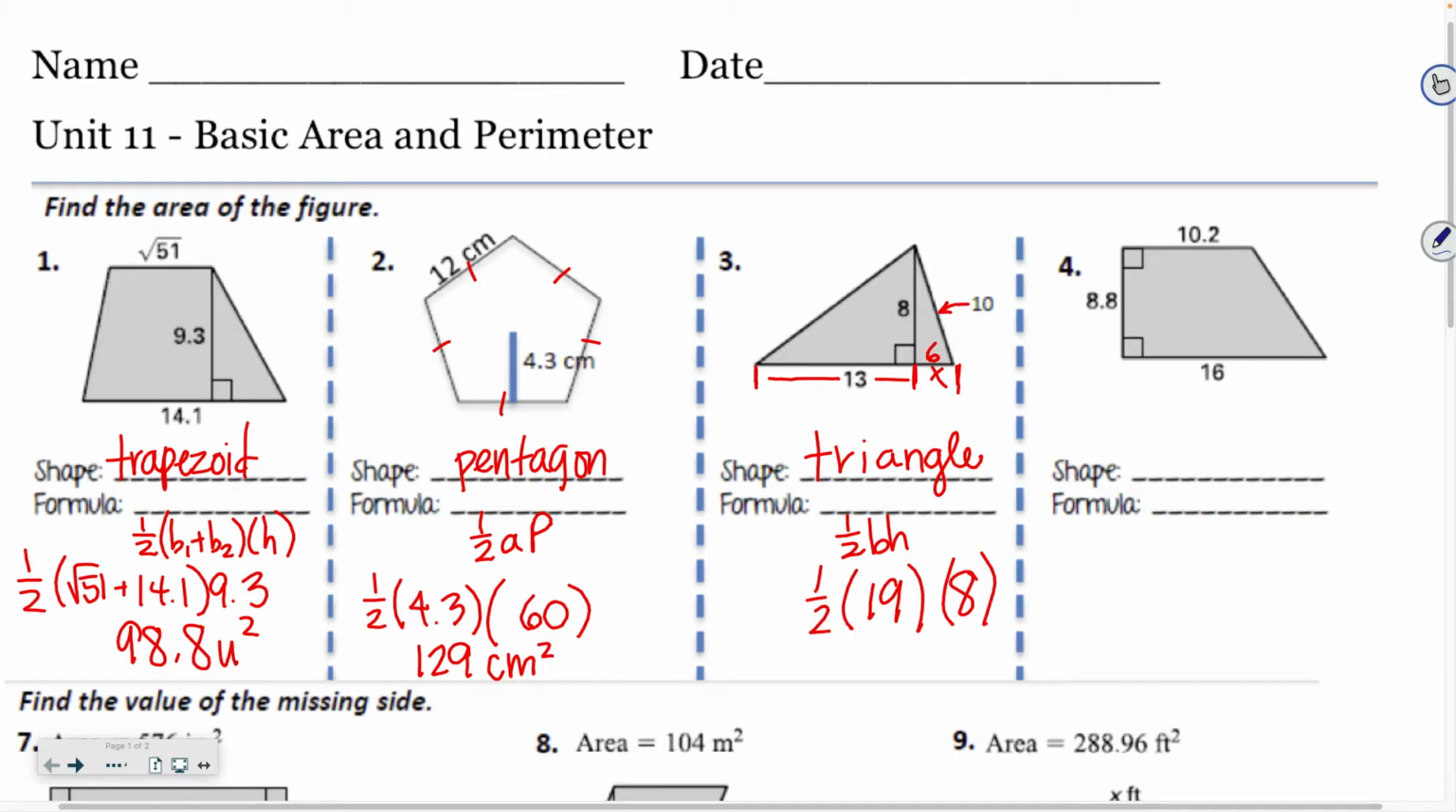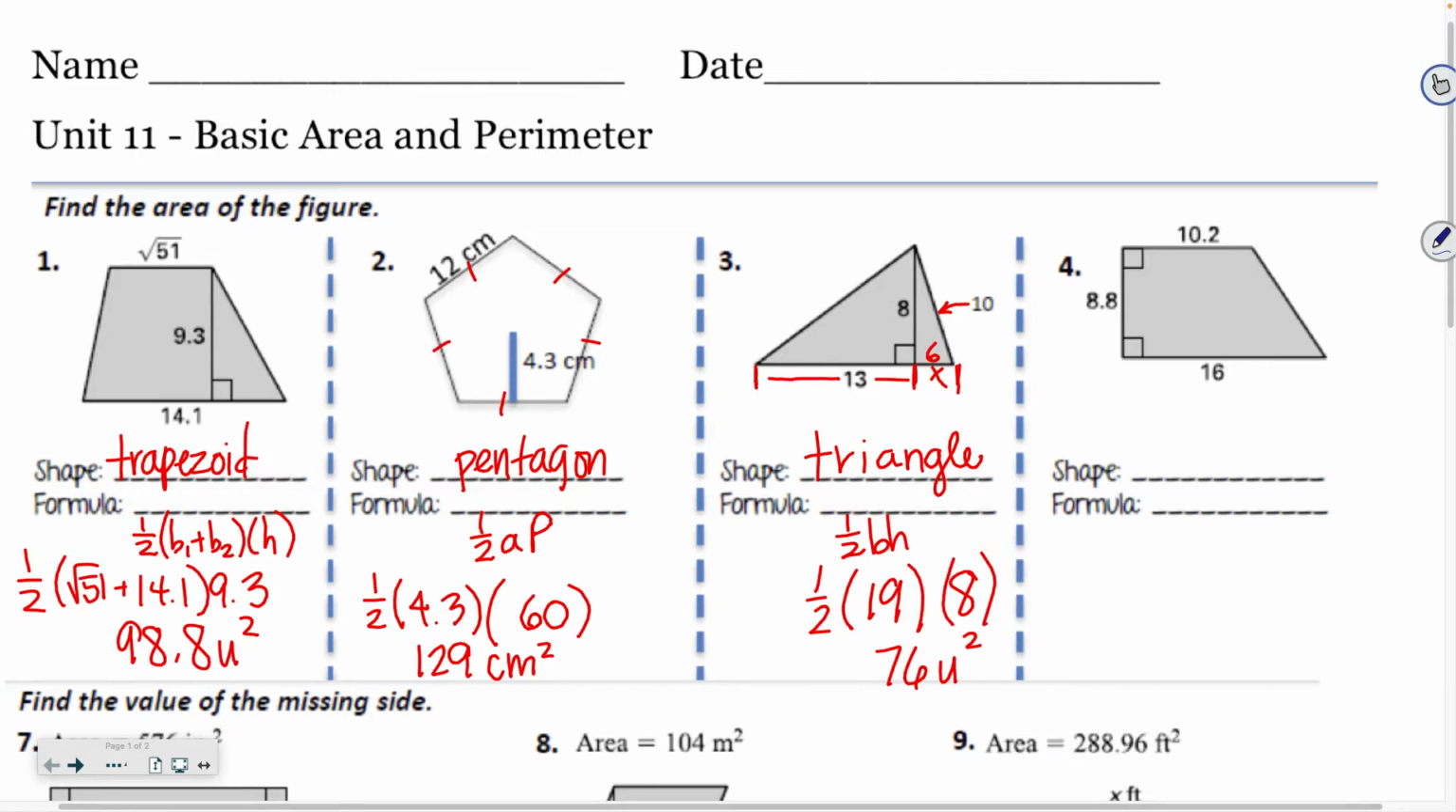What do you have to add? Well, yeah, or you know that half of 8 is 4. And so you can do 4 times 19, because it doesn't matter which one you take half of. Okay. All right, so that should give you what? What's 1/2 times 8 times 19? 76. Units squared. Bless you.